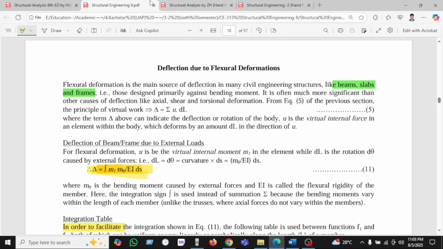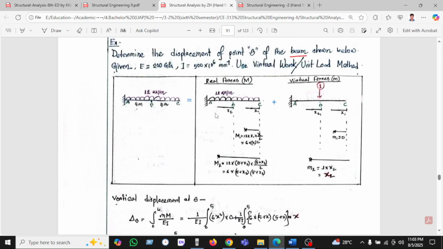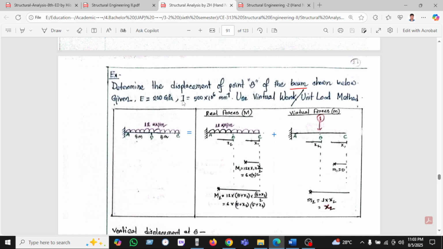Okay, so let's see here. Determine the displacement at point B. This is a 10 feet cantilever beam, and B is the midpoint of the beam as shown. EI is given, E is 200 gigapascal and I is given as 500 times 10 to the power 6 millimeter to the power 4. Use the virtual work method or unit load method.